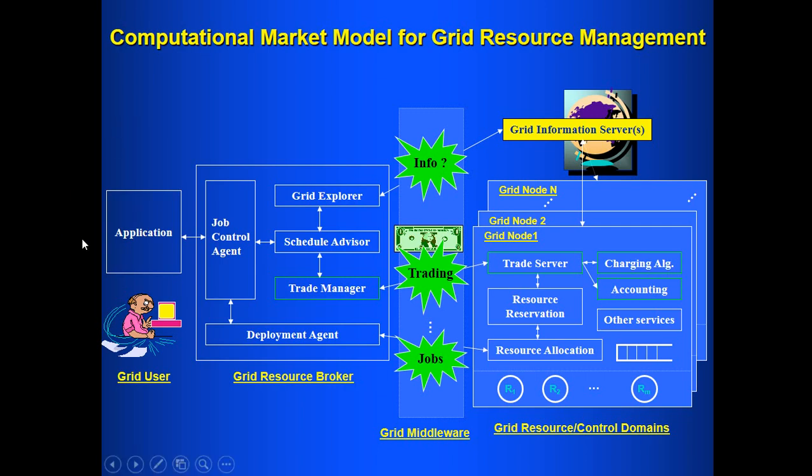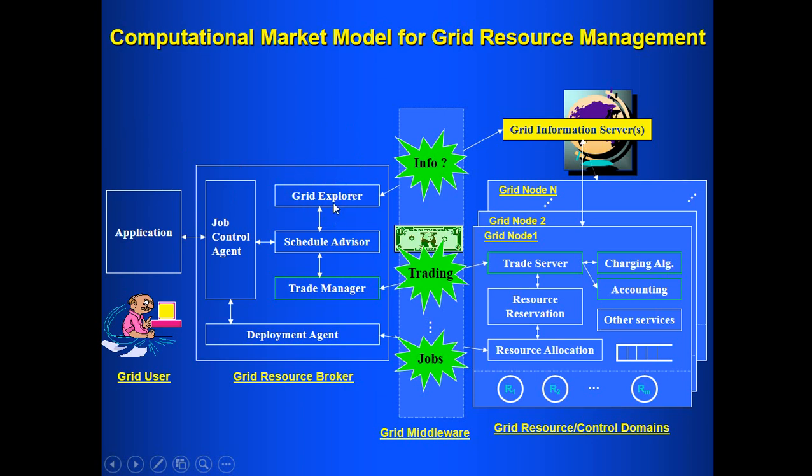Job control agent. An agent has been created for each job to track its requests. Schedule advisor receives the required job resources from the job control agent and schedules the job requests. The scheduler introduces the required resources to the grid explorer.